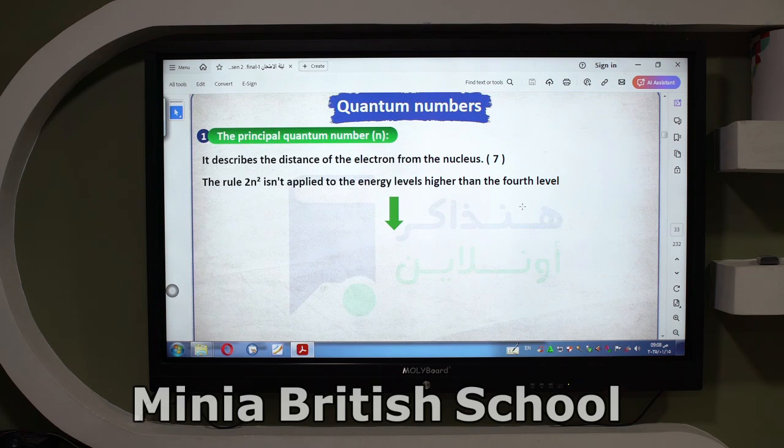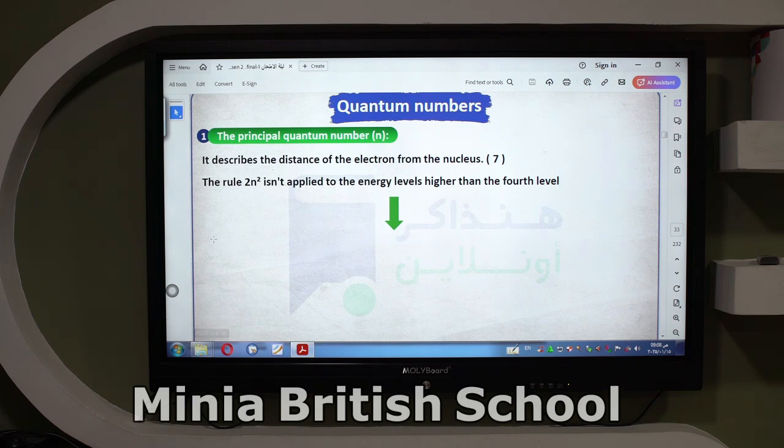So we will move on to the quantum numbers. We have four main quantum numbers. Number one, the principal quantum number, whose symbol is n. The principal quantum number gives the 7 main energy levels. It is named from K to Q: K, L, M, N, and so on until Q.